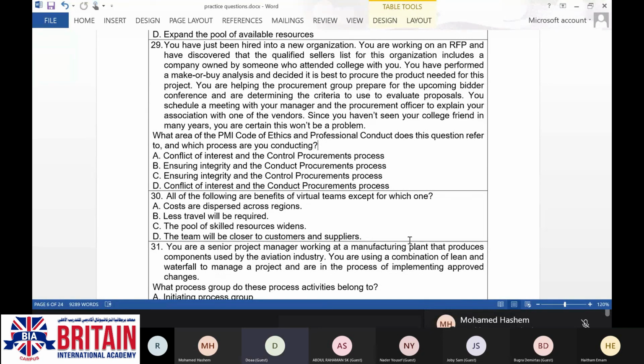Less travel will be required. This is correct. The pool of skilled resources widens. This is also correct. Costs are dispersed across regions.